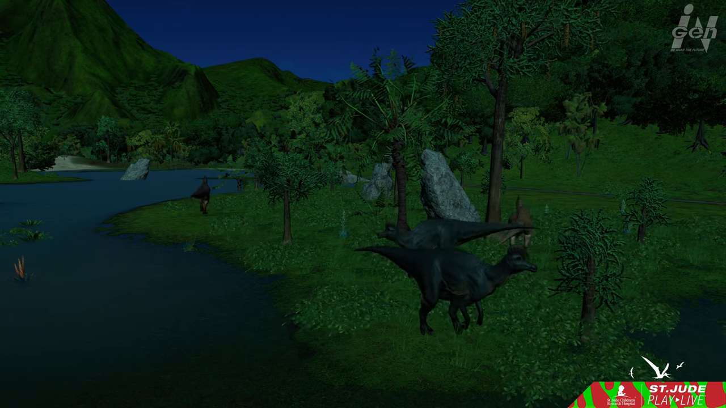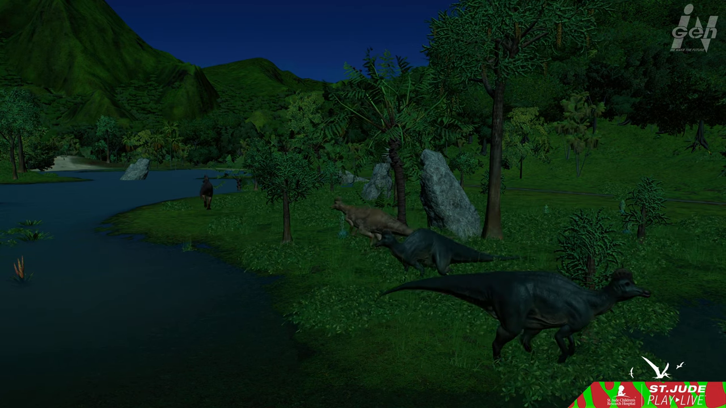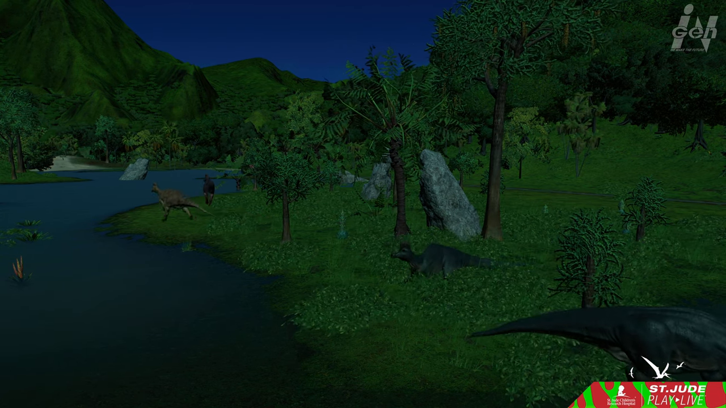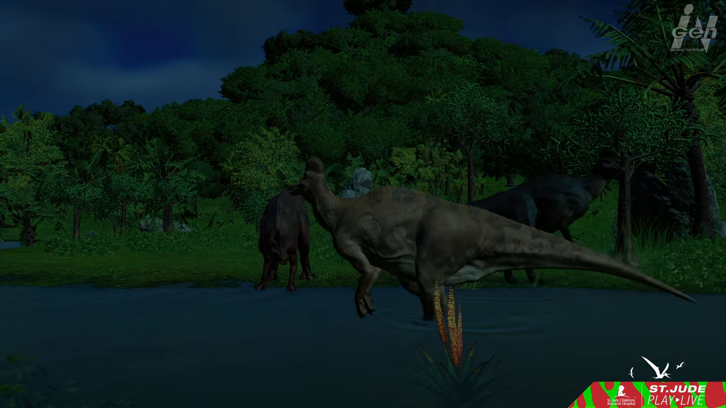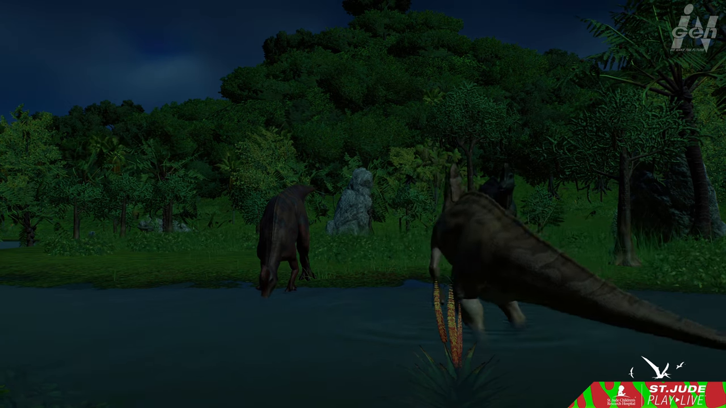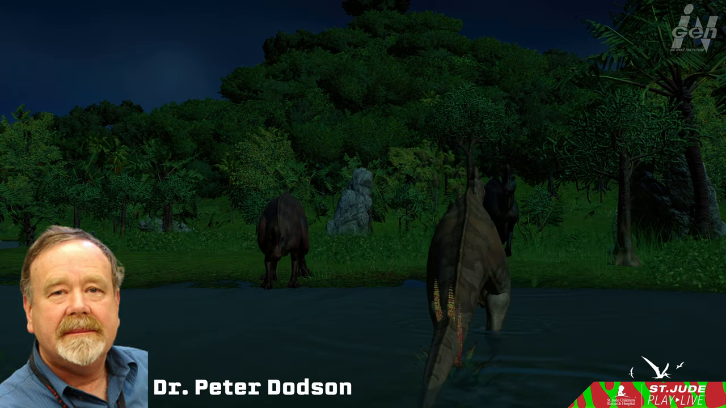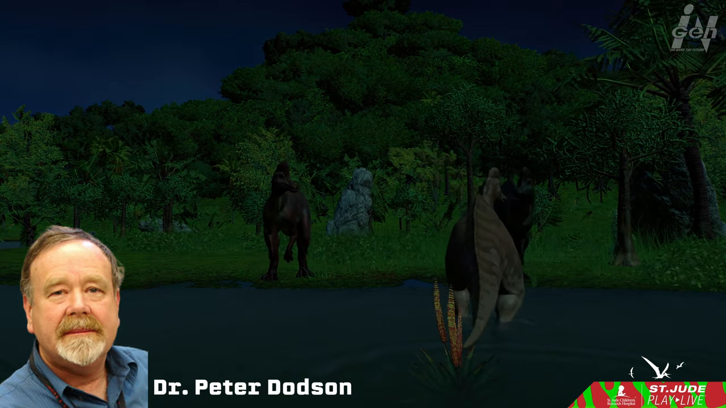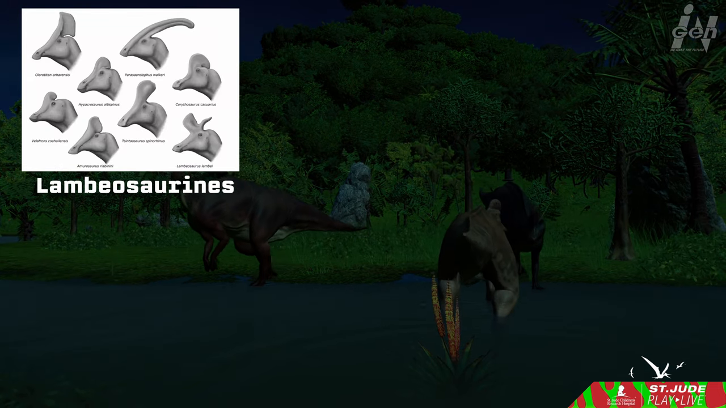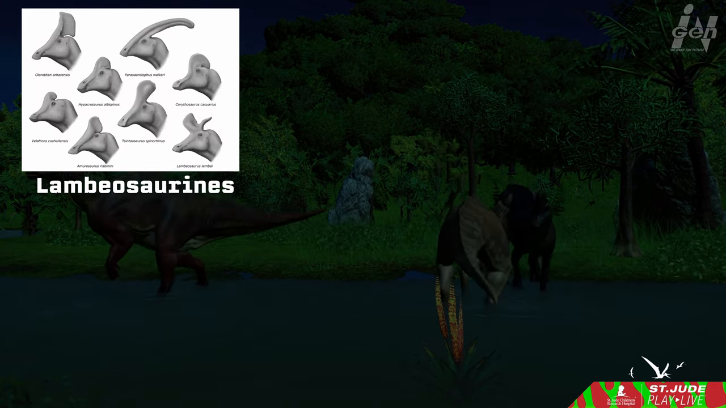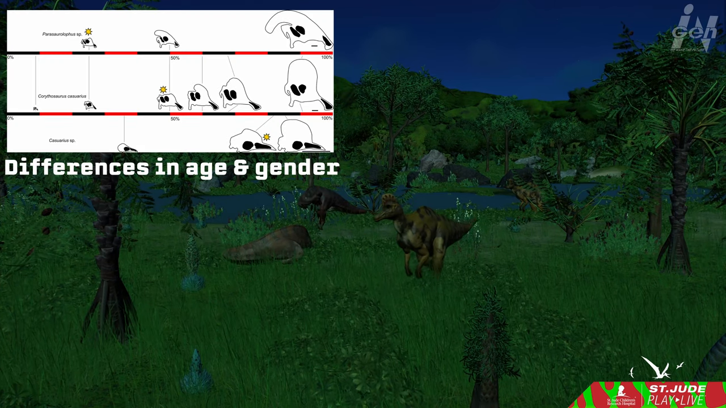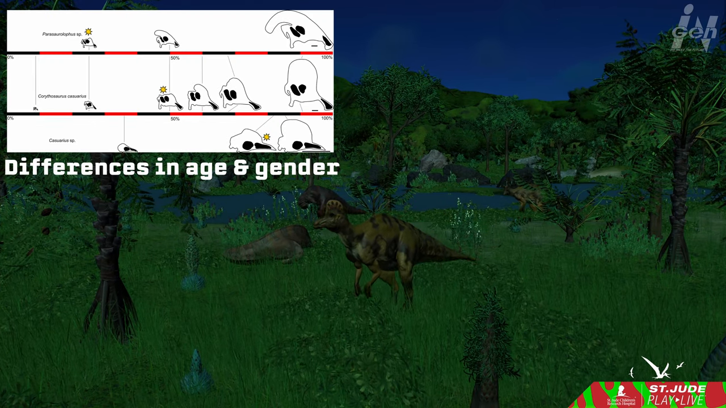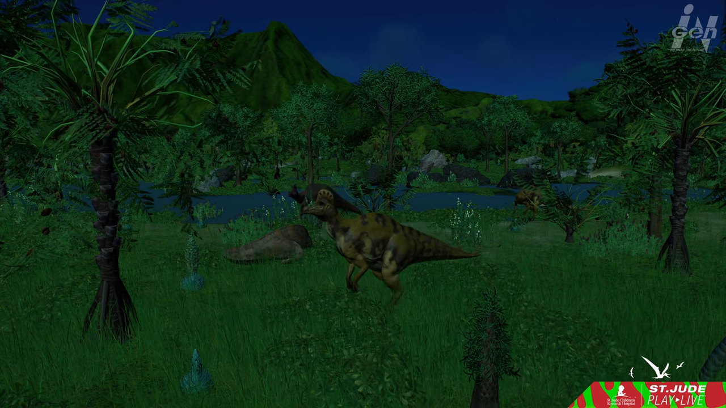Being cathymeral might have also given Corythosaurus the flexibility to live alongside other herbivores in the ecosystem that were either active during the daytime, as well as those that were nocturnal. In 1975, American paleontologist Peter Dodson studied the differences between the skulls and crest of different species of Lambeosaurinae dinosaurs. He found that the differences in size and shape may have actually been related to the gender and age of the animal, which was later confirmed by many other paleontologists.